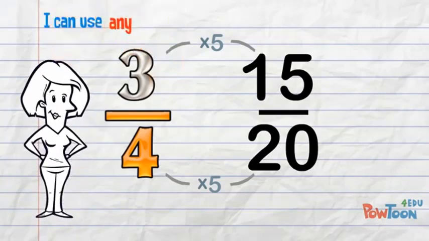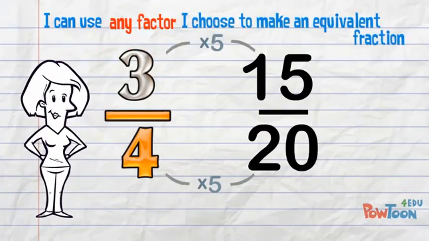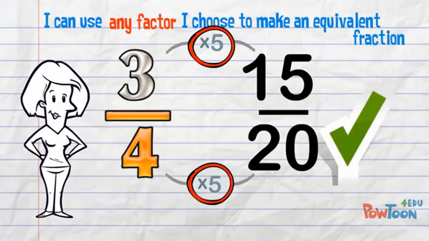I can use any factor I choose to make an equivalent fraction. As long as I multiply both the numerator and the denominator by the same number, then I'm doing it right.